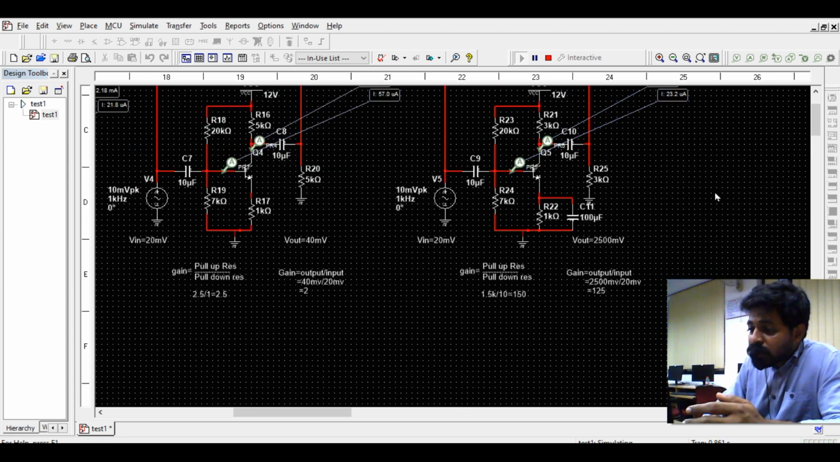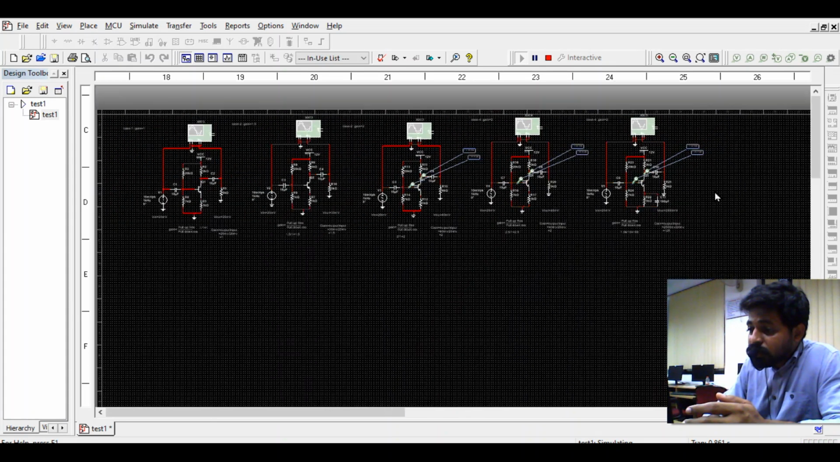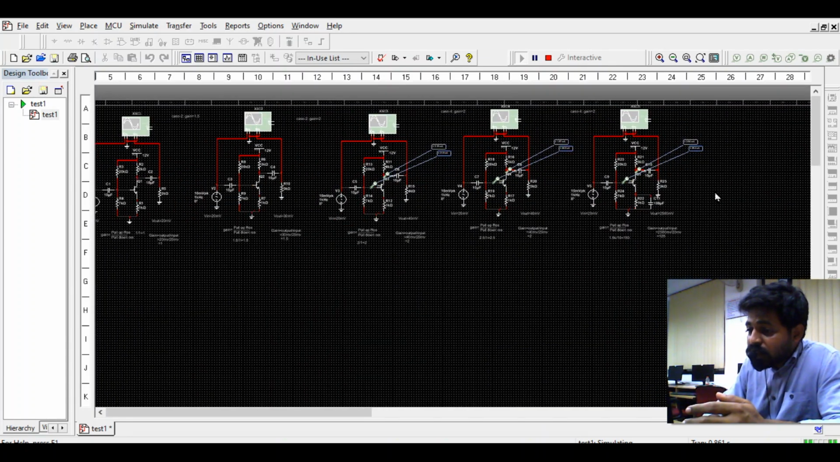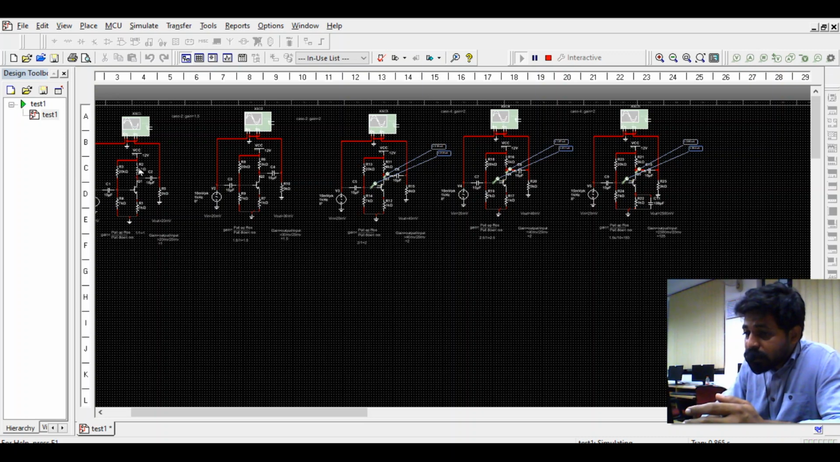So as we observed, there are around 5 cases we discussed. The 5 cases, one by one, are saying that when you try to increase the pull-up resistance value, the gain obviously will increase, but there is a limit, because of the resistance the transistor may go into saturation. So my solution is, not only increasing the pull-up resistance, there is another option: decrease the pull-down resistance by keeping the capacitor.